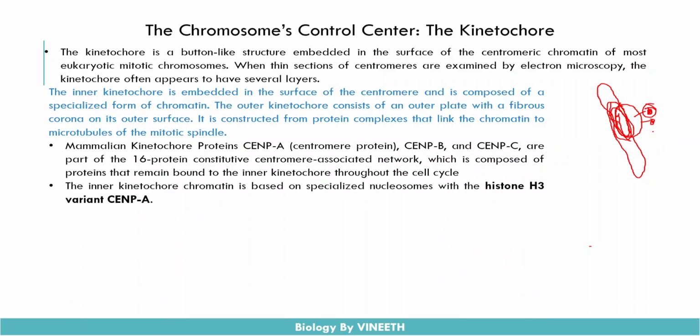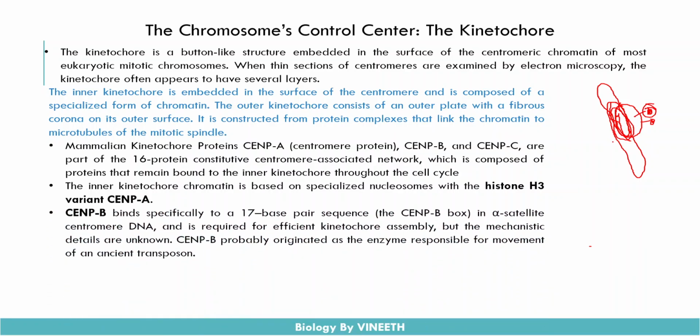So they bind to this kinetochore, and they stay attached to it throughout the cell cycle. They don't leave the kinetochore, or this outer layer, throughout the cell cycle. And the histone 3 variant, which we also call CENP-A, is a histone 3 variant. This is majorly an inner kinetochore chromatin protein.